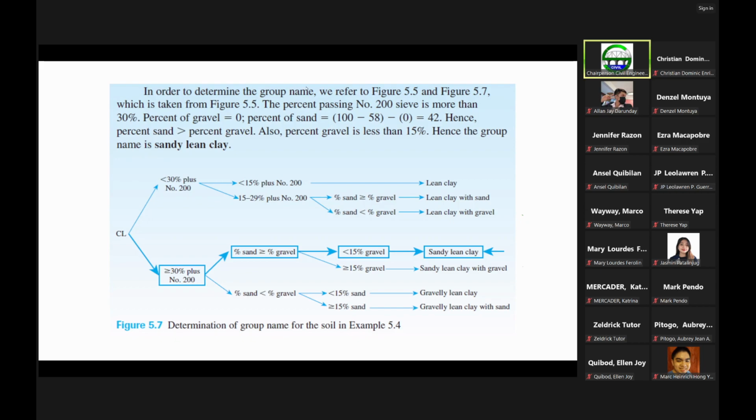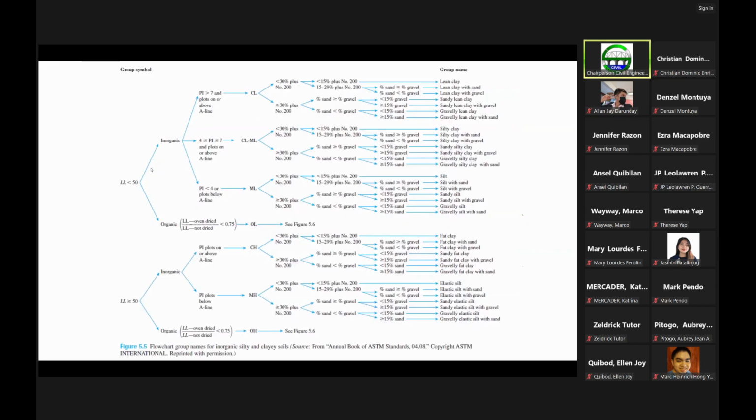So in this figure, basically we follow this path. From here, we go here. From here, we go here. Then CL. Then we follow this path, and then here, and then follow this path. Finally, you arrive at a sandy lean clay material. And then the rest there, you have those group names.